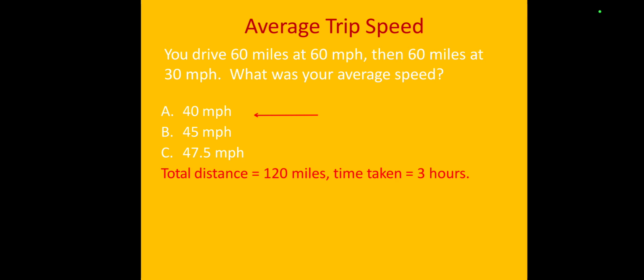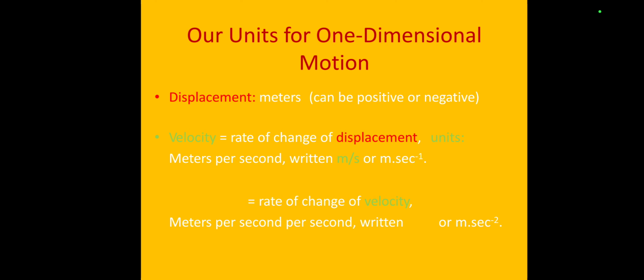Average trip speed: you drive 60 miles at 60 miles per hour, 60 miles at 30 miles per hour, what was your average speed? Already we have discussed, but here we have mentioned the total distance is 120 miles and time taken is 3 hours. So 120 upon 3, so we get 40 miles per hour.